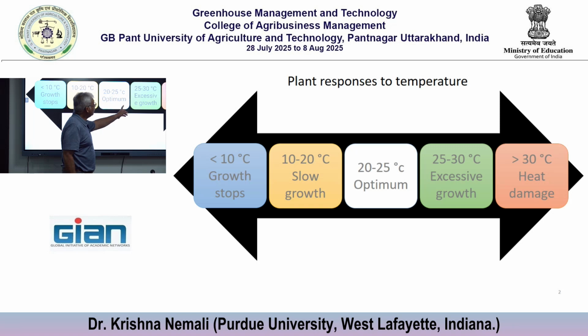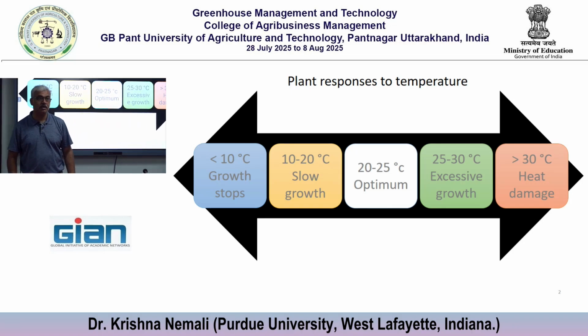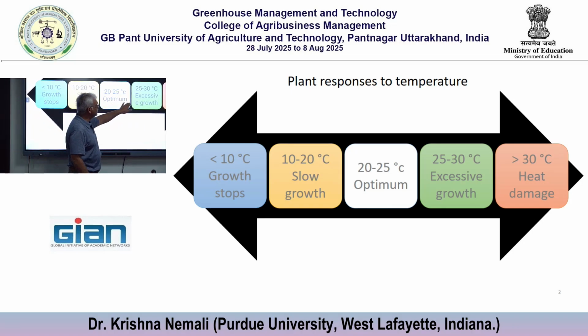But if the heat goes above 30 degrees Celsius, you start seeing heat damage. I'll show some examples of what that heat damage looks like. But I want you to remember this picture, this temperature model here, okay? 20 to 25 is what you want to maintain in a greenhouse throughout the year, if you want to produce crops throughout the year.